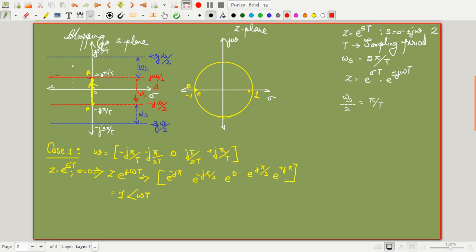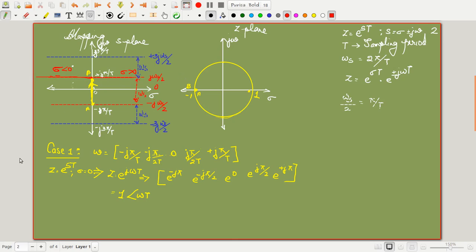I'm going to here. When I move along this line, the omega is constant, but what is varying? Sigma is varying, right? So sigma is less than 0. And if I move from B to the right, what happens? Sigma is greater than 0. Sigma is increasing. Here sigma is decreasing and it is going to minus infinity. Here sigma is increasing and it is going to plus infinity.